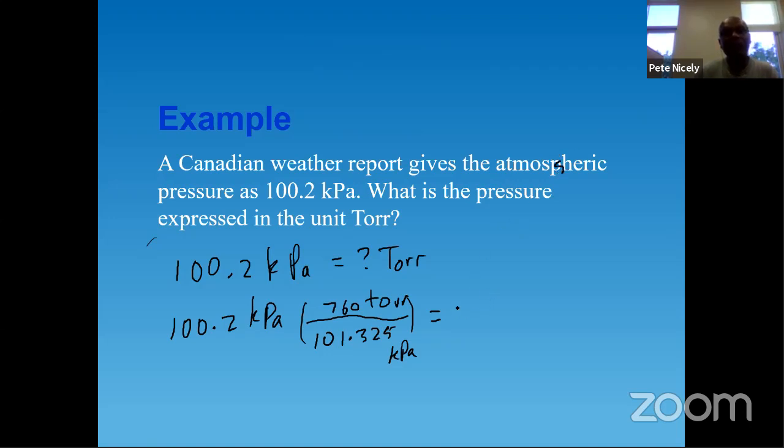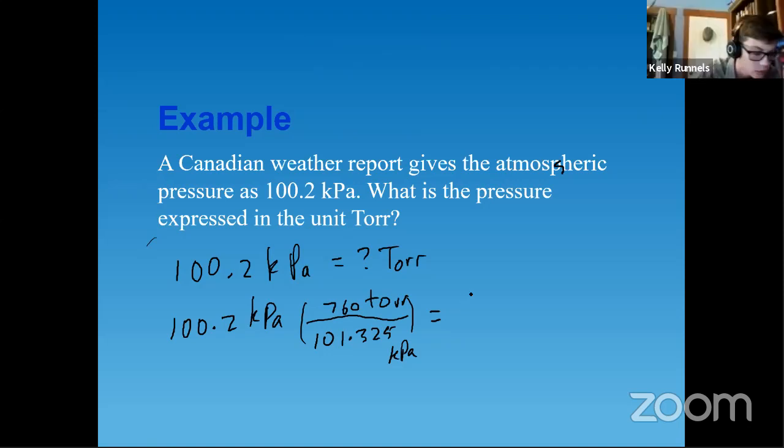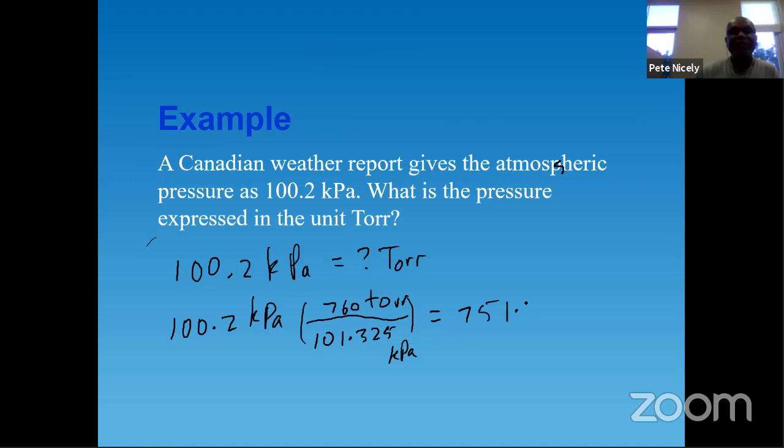100.2 times 760, divided by 101.325. That would be 751.5618. All right, and this would be torr. So that's basically how that is done. Simple conversion from kilopascals to torr based on the relationship between those two units.